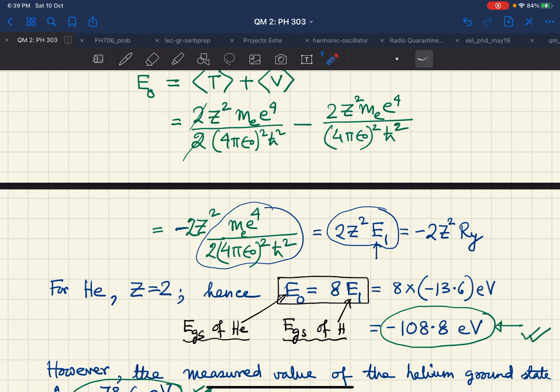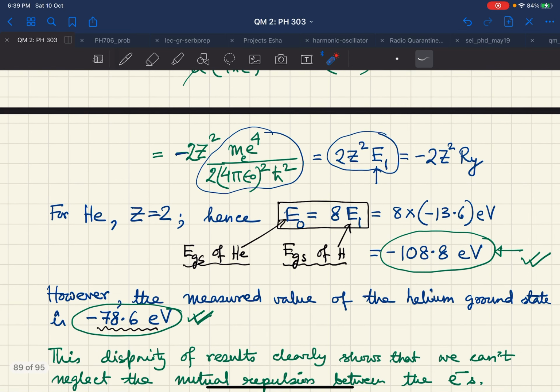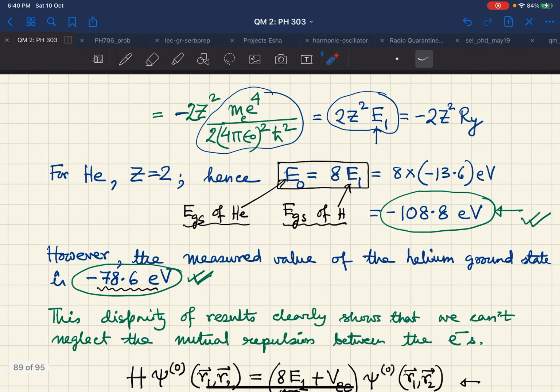However, the measured value of the helium ground state from experiments is minus 78.6 electron volt. Therefore, we can safely claim that there is a disparity of results. This is the calculated result by neglecting the electron-electron repulsion term, and this is the result one gets when someone performs the actual experiment. So there is a strong disparity of results, and it shows that we cannot neglect the mutual repulsion between the electrons.